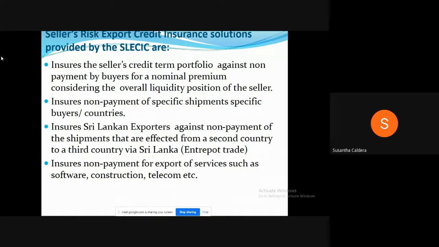It ensures Sri Lankan exporters against non-payment of shipments that are effected from a second country to a third country via Sri Lanka on entrepot trade. Right? Non-payment of shipments effected from a second country to a third country, from China to Germany, under entrepot trade. If you don't get the money from the German buyers, this will cover.